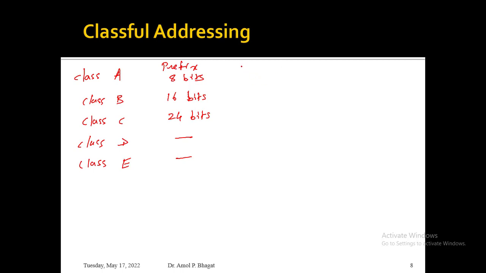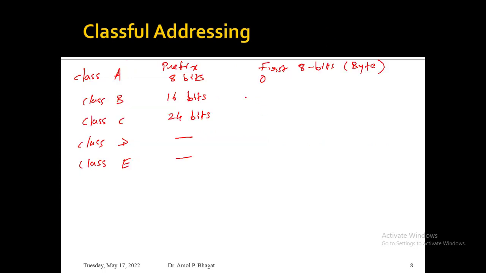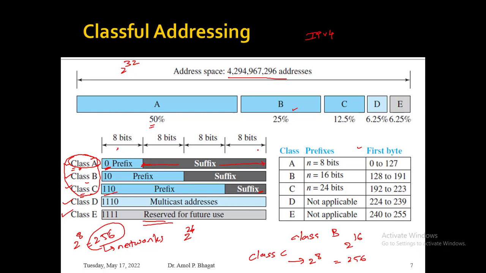But if you observe the first 8 bits, or first byte, of these addresses, in case of class A, the first bit of the 8-bit combination is always 0. That means it is not actually creating 256 networks, because the first bit is always 0. While in case of class B, the first 2 bits are 10. In class C, the first 3 bits are 110, as you can observe here.